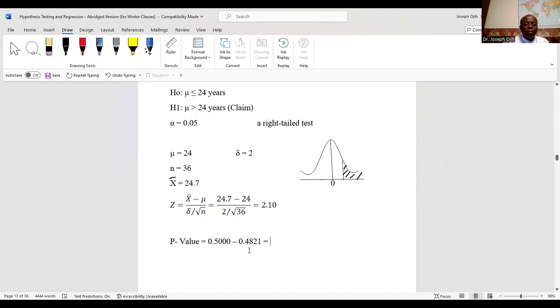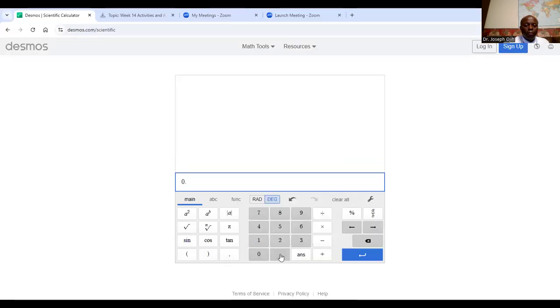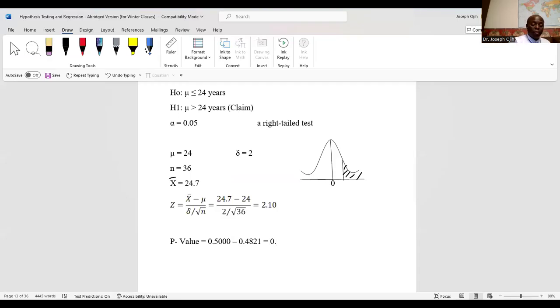So on the calculator we have 0.500 minus 0.4821. That gives 0.0179. So I'm going to go there and put it right here. Okay. 0.0179.